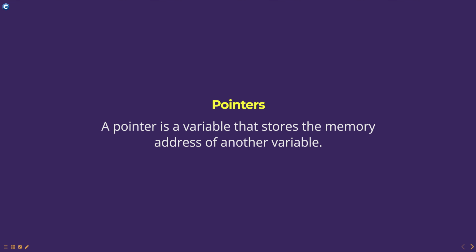In C++, a pointer is a variable that stores the memory address of another variable. Pointers allow you to manipulate data stored in memory directly, rather than just through its name or value.